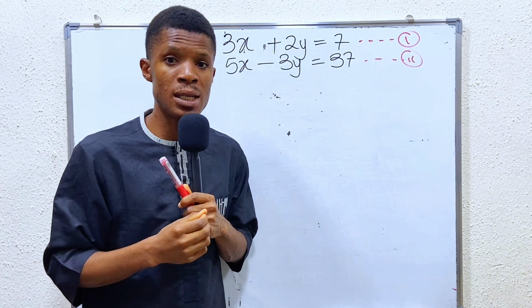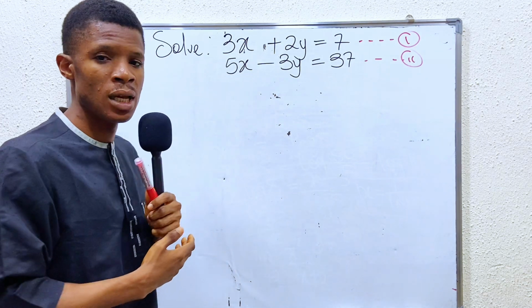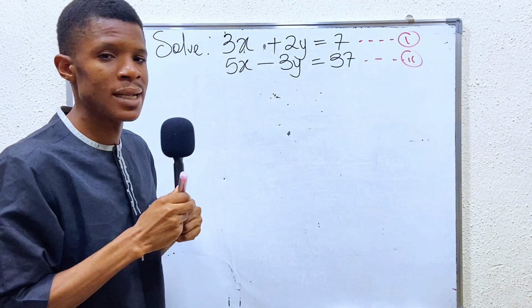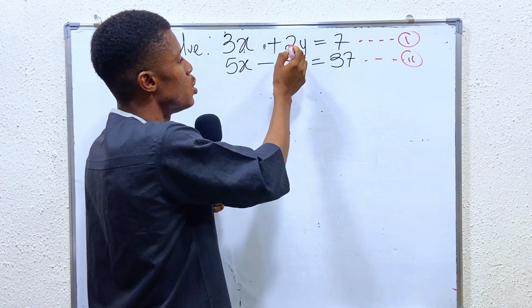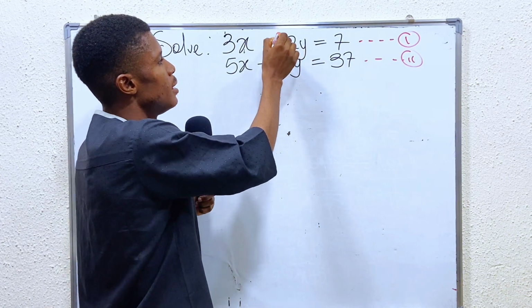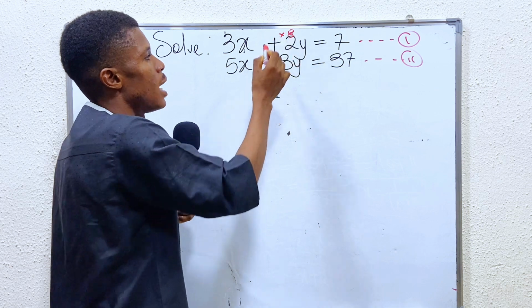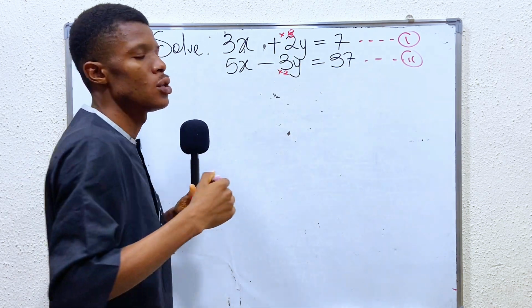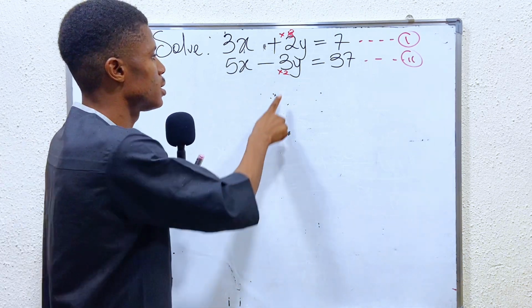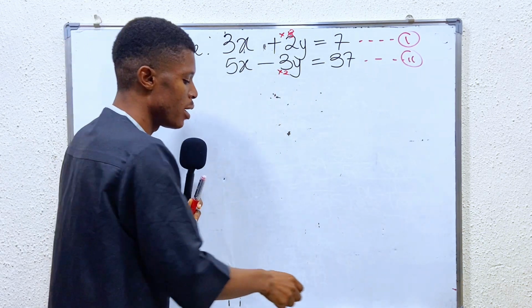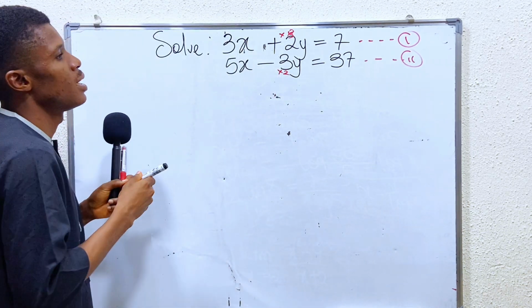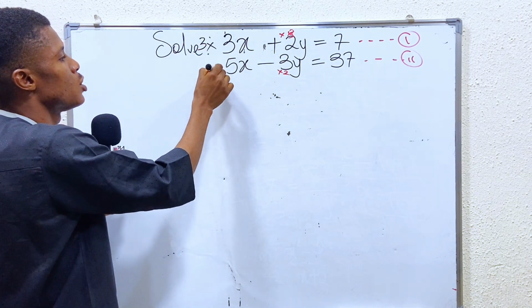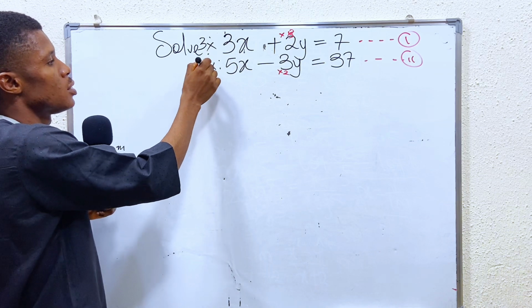So you decide which one you are eliminating. I will decide to eliminate y. To eliminate y, we need the coefficients to be matching. So I will multiply equation 1 by 3 so that I get 6, and multiply equation 2 by 2 so that I get 6 also. So we have equation 1 times 3 and equation 2 times 2.